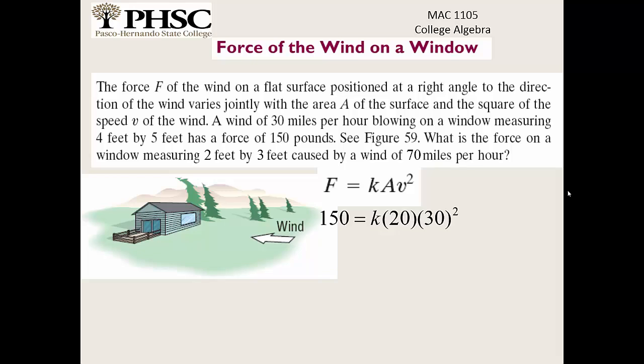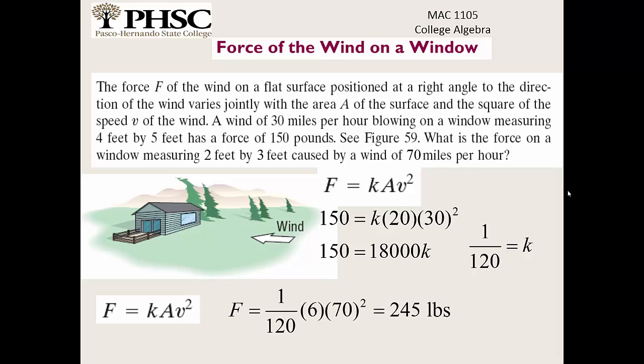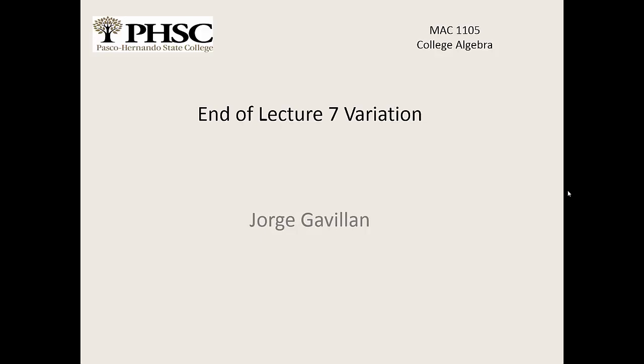So the way we got A is 4 times 5 is 20. So we solve this particular equation for K, and K equals 1 over 120. Now, using this information, we're able to solve the second part of this. So we know what K is, we know what A is, we know what V is, so it's 245 pounds. So the force on a window that measures 2 by 3 by a wind of 70 miles per hour is 245 pounds. And that's the end of lecture 7 for the first part.